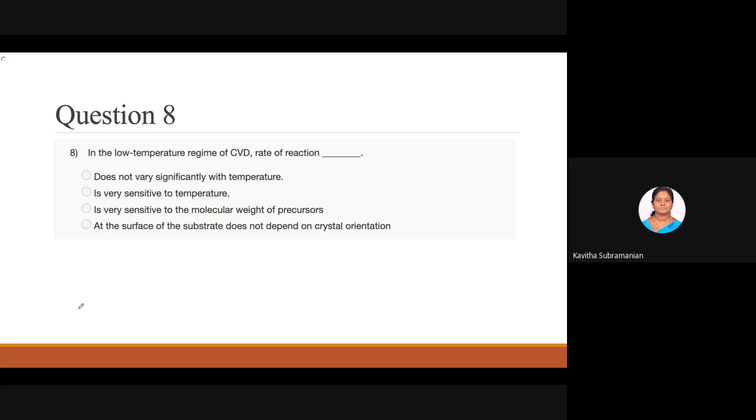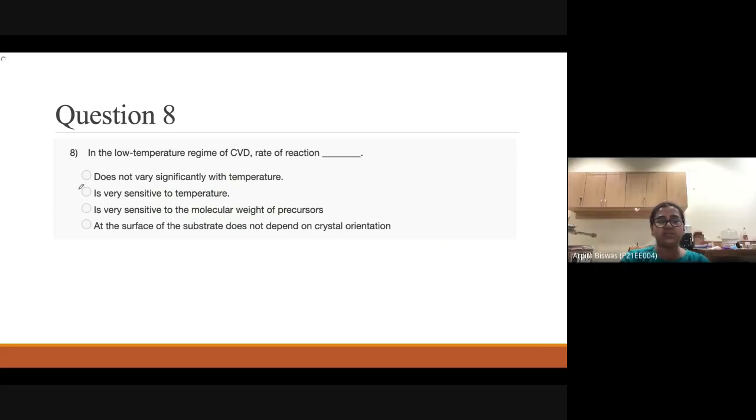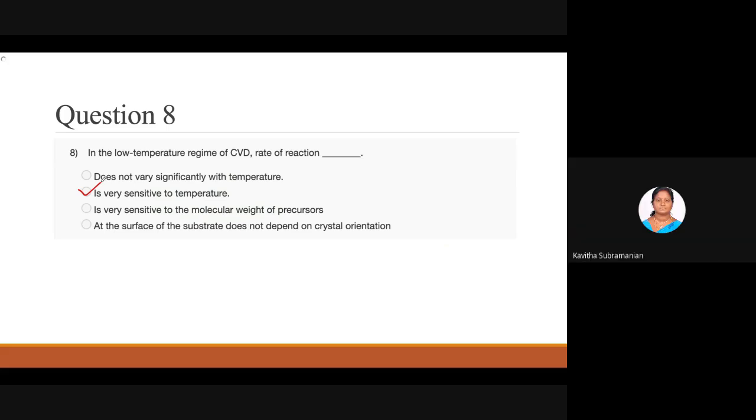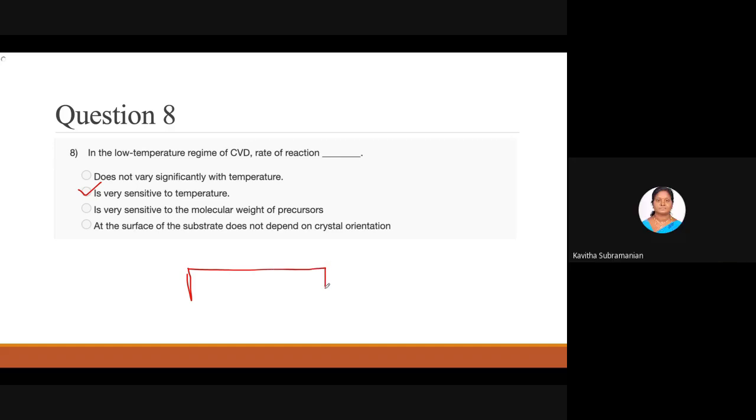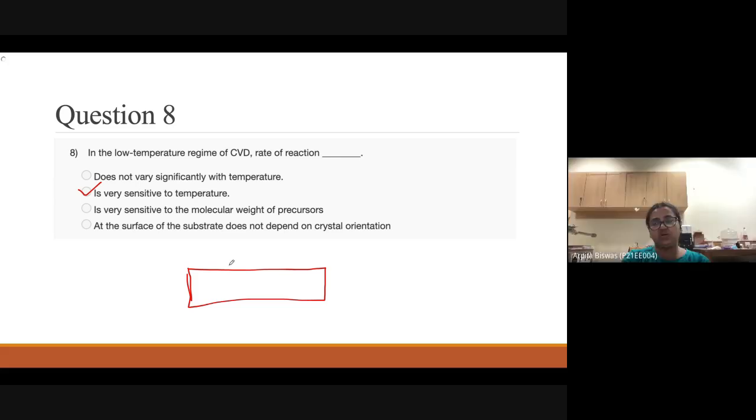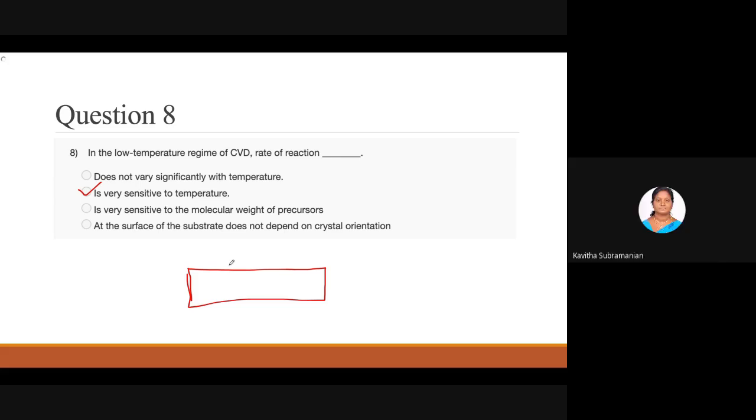Option B. Can you explain a little bit? Because it's CVD, it depends on chemical reaction, so it's very sensitive to temperature. What happens in the CVD process? Do you have any idea of the atmospheric CVD process, how it looks? Chemical vapor means we have the target material, and based on the chemical reaction, that particular material will be deposited on the surface.